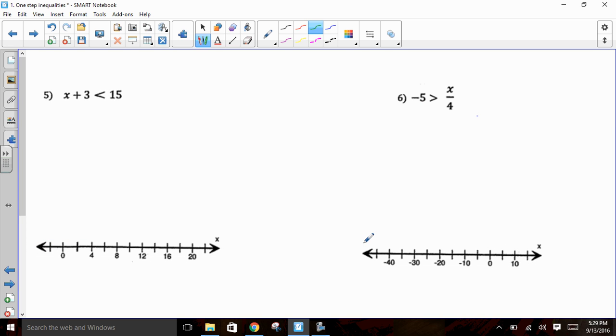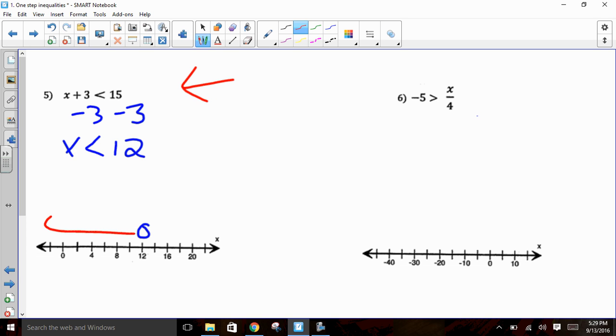Number 5. I'm going to undo that addition with subtraction. I get x is less than 12. I'm going to put an open circle above 12 because it's not included. I see that I have my x already on the left-hand side, so turn my sign into an arrow. We go to the left.